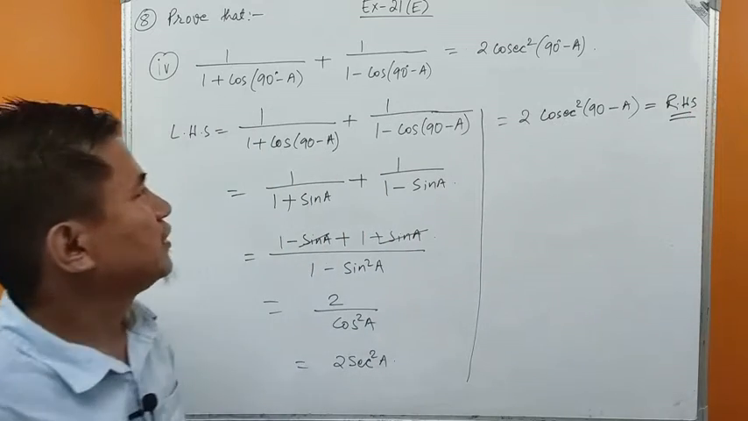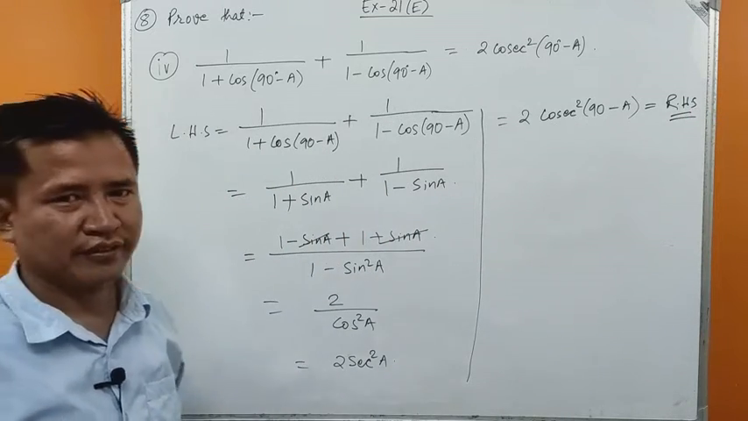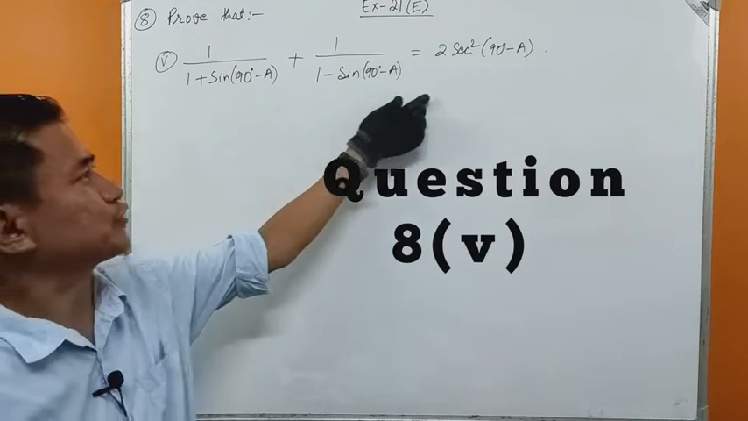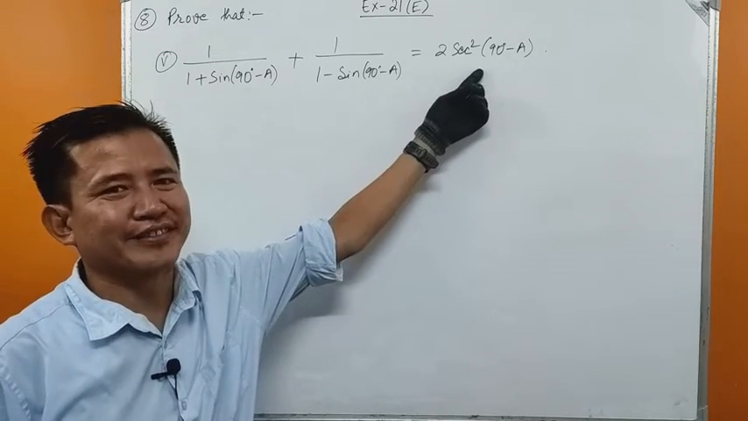I hope you got this. Now let us do question number 5. Question number 5 of 8. So we are asked to prove this equals to 2 sec square 90 minus A, isn't it?